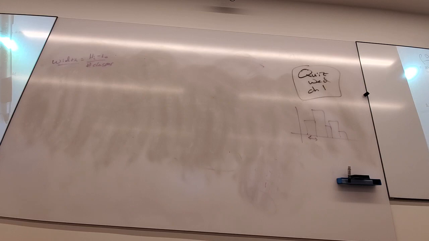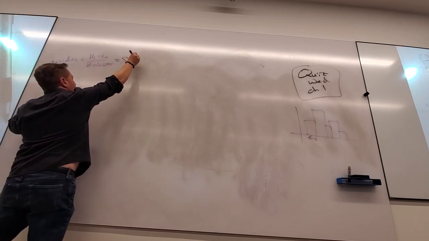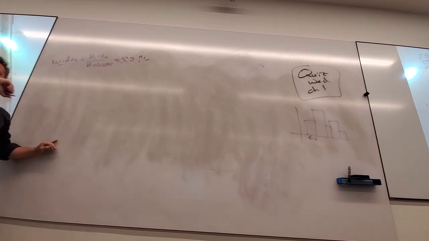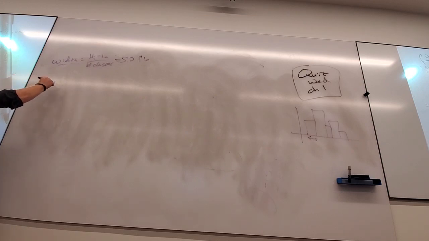Is that where we stopped? No, we kept going. Here we go, the range: 5 minus low. So we went over 5.2. We rounded it up to 6. Okay. And then the lowest data point was 4, is that right? Yes.